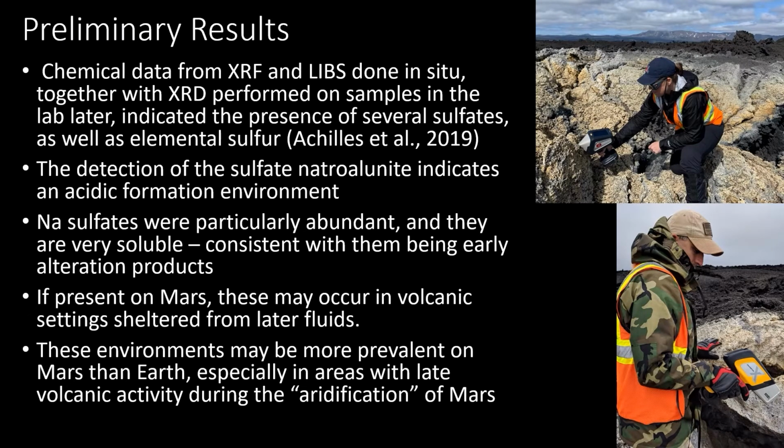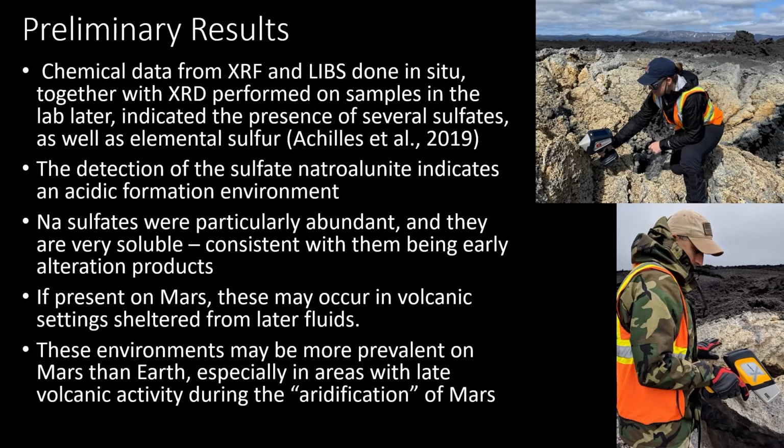So chemical data from the LIBS and XRF, together with some other types of lab analyses, including lab XRD, indicated the presence of several sulfates in these materials, as well as elemental sulfur. One of these sulfates was nitroalunite, which is indicative of an acidic formation environment. And then sodium sulfates were particularly abundant, which is interesting, and those sulfates are very, very soluble.